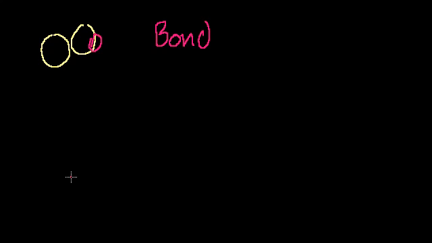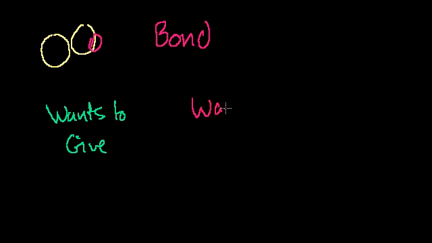So the first and, I think of it as, the most powerful way is if you take an atom that really wants to give an electron, so really wants to give, and then you have another atom that really wants to take an electron, wants to take, right? And we've talked about this before.